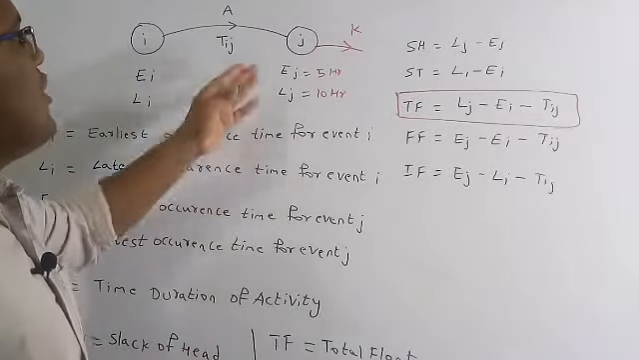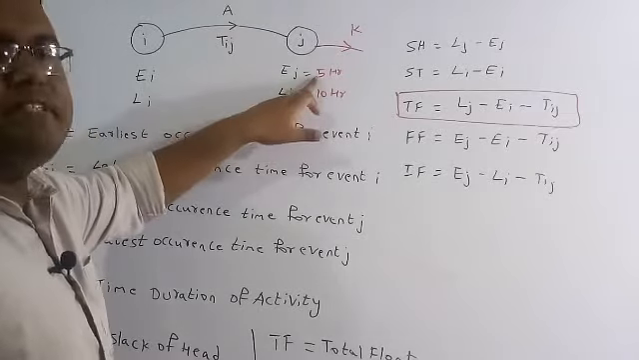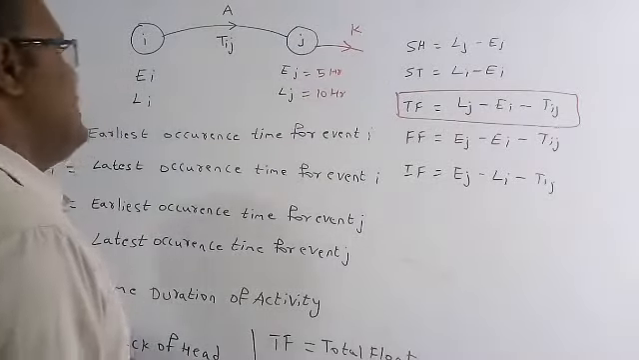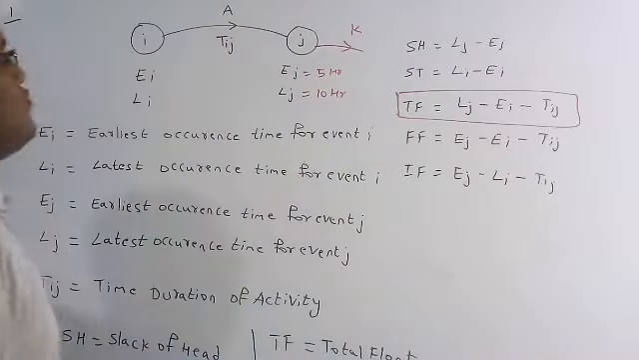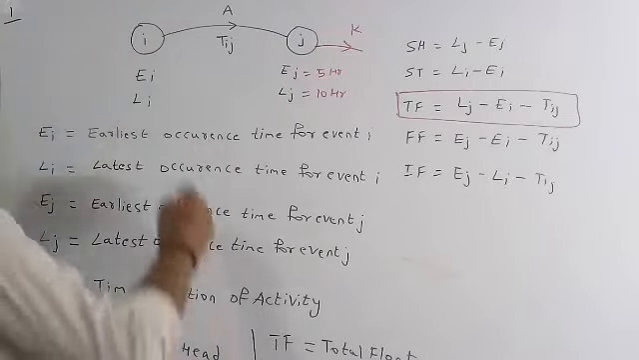That is the reason you have to complete this event within the earliest time and the latest time, which means within 5 to 10 only. That is the meaning of the slack of event, slack of head, and this is called the slack of tail. So what is the meaning of the slack of tail? It is the same thing. Here this event has to happen here.